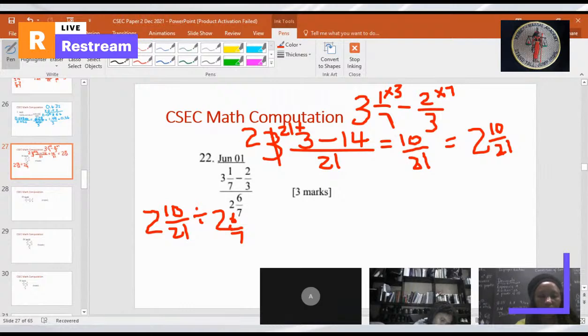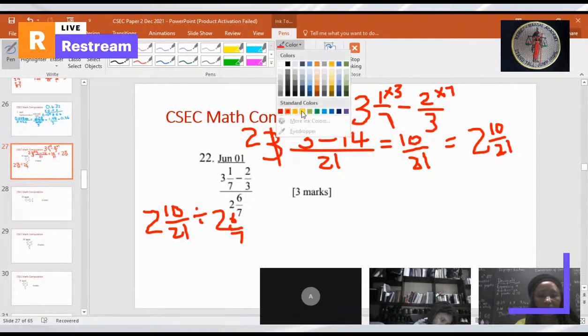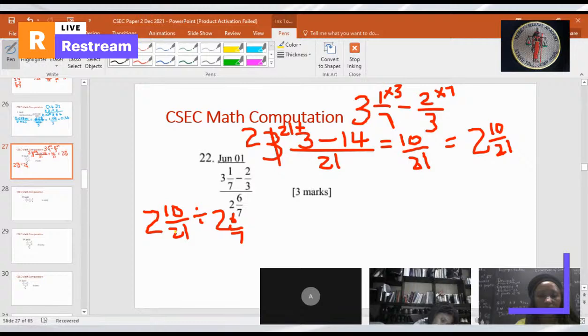You change both of them into improper fractions. So 2 times 21 is 42, so 21 times 2 is 42. Yes, miss, plus 10, that's 52. So it will be 52 over 21. Yes, miss. And then we're going to change the division into multiplication.